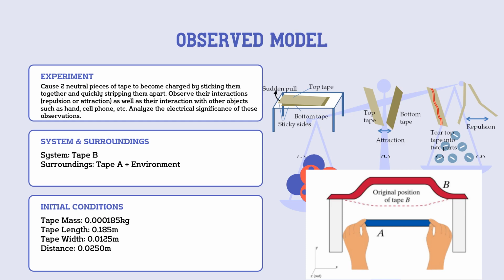The system in this model is tape B, with the surroundings being tape A and the general environment. Below, I have listed the initial conditions of the experiment, such as tape length, width, mass, and the distance between each piece of tape at the time that they began to repel each other.